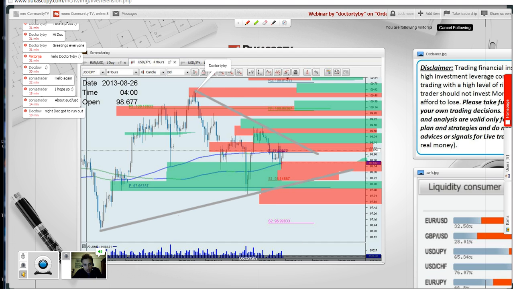If I draw another trend line for this downtrend, we have a breakout, and this breakout has failed for the moment because we don't have a weekly close above 99.50, which is extremely important for the moment. Okay, so in my opinion, this will be a consolidation week for the US dollar Japanese yen.